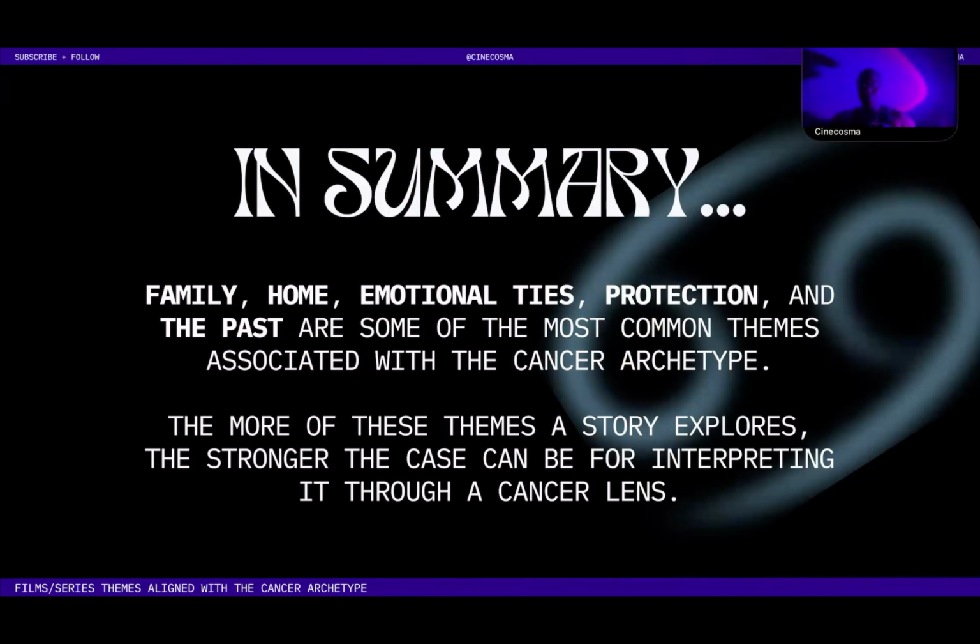So we are now at the end. In summary, family, home, emotional ties, protection, and the past are some of the most common themes associated with the Cancer archetype in astrology. The more of these themes a story explores, the stronger the case can be for interpreting it through a Cancer lens. Again, you're probably never really going to see these themes in isolation. At least two are always going to be present, and that's fine.